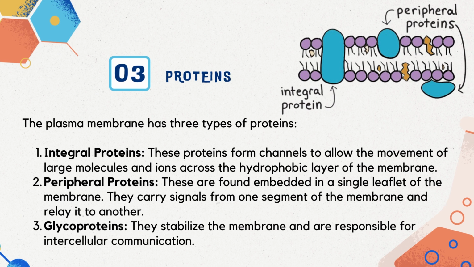Proteins. The plasma membrane has three types of proteins. Integral proteins: these proteins form channels to allow the movement of large molecules and ions across the hydrophobic layer of the membrane. Peripheral proteins: these are found embedded in a single leaflet of the membrane. They carry signals from one segment of the membrane and relay it to another. Glycoproteins: they stabilize the membrane and are responsible for intercellular communication.